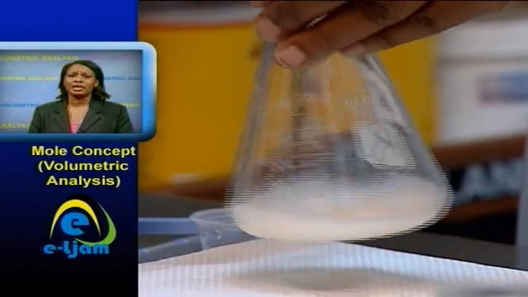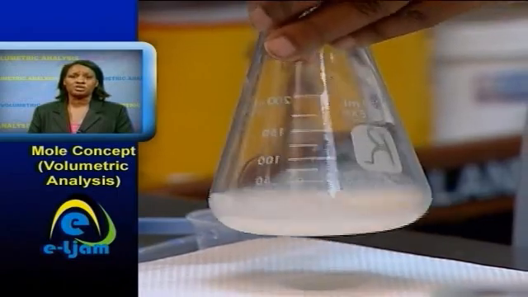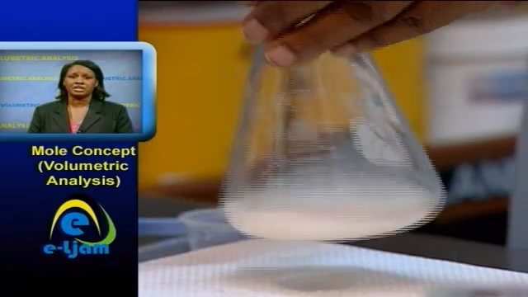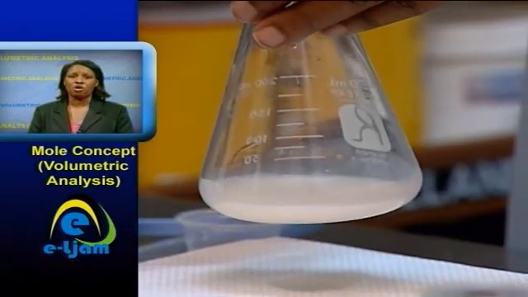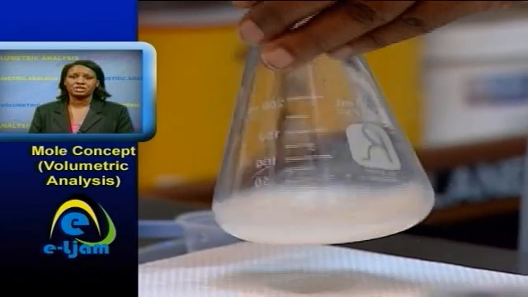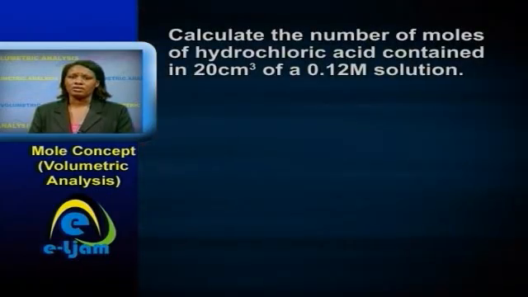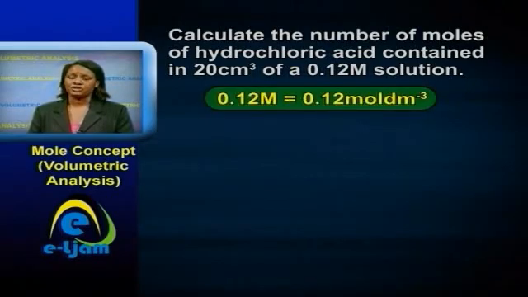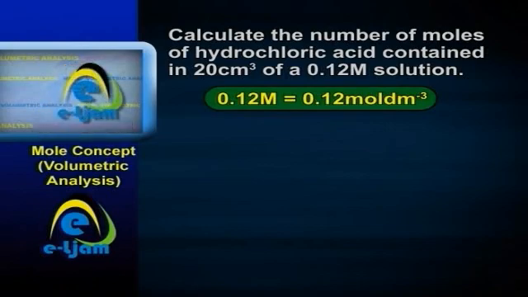You must also be able to calculate the number of moles of solute that are contained in a given volume of a solution of a particular concentration. Example 3. Calculate the number of moles of hydrochloric acid that are contained in 20 cm cubed of a 0.12 molar solution. First, recall that 0.12 molar is 0.12 moles per dm cubed. Second, write the molarity as a statement.